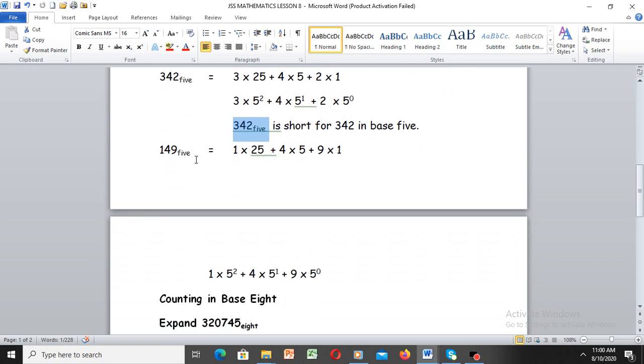So we have 149 base 5. So that is 1 times 25 plus 4 times 5 plus 9 times 1. So that is 1 times 5 raised to power 2 plus 4 times 5 raised to power 1 plus 9 times 5 raised to power 0.